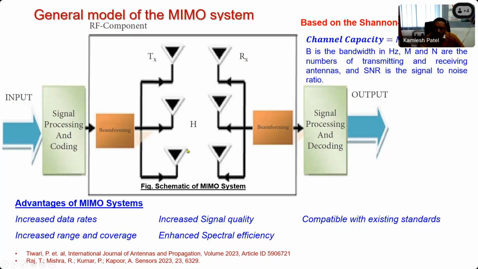So this is the demonstration of the MIMO system. MIMO: multiple in, multiple out. We can have more antennas on the transmitter side, and the same on the receiver side. With more antennas communicating together, we can have a large channel capacity. There are some advantages of the MIMO system: we can increase the data rate, signal quality can be increased, we can also enhance the spectral efficiency, and it is compatible with the existing 4G and 3G standards.